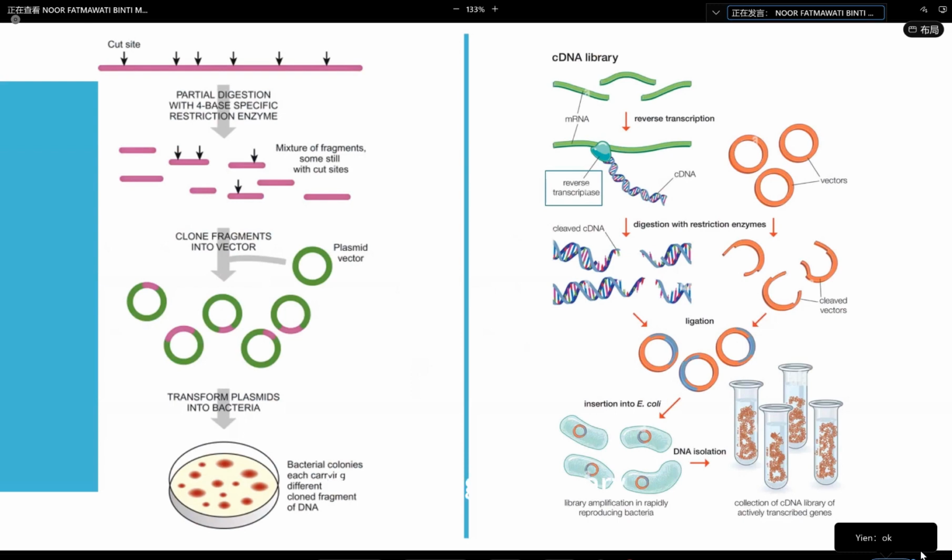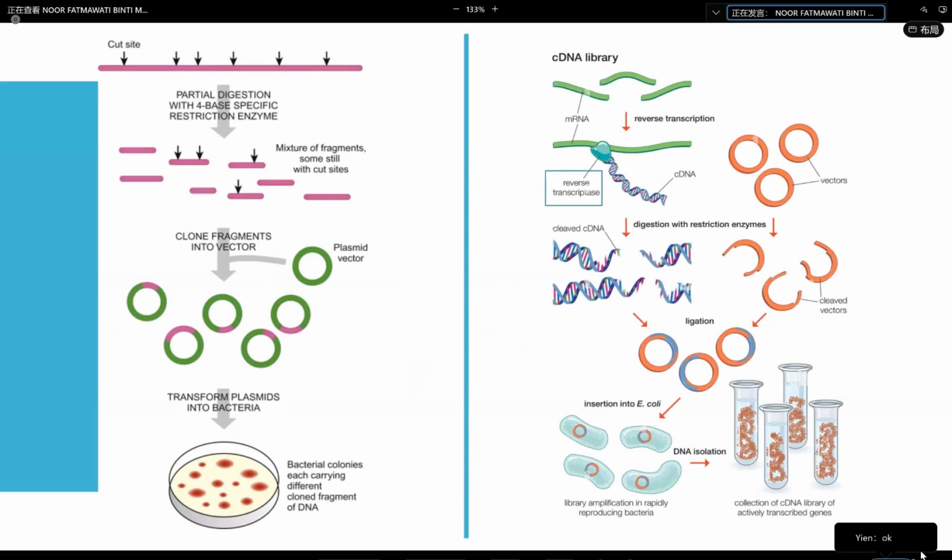bacteria. If it's a cDNA library, from your sample you extract the total RNA. And then from that total RNA, you reverse transcribe, making it into complementary DNA. And then that cDNA, you clone it into a plasmid vector. And then when it's ready, you transform it into bacteria. So these are the two strategies that you can use, especially when you are dealing with a precious sample.